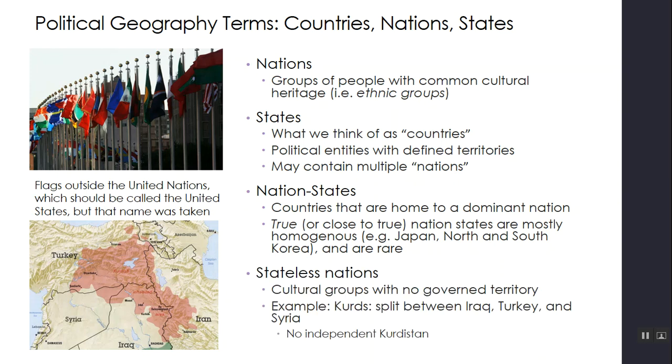Stateless nations are cultural groups with no governed territory. An example could be the Kurds. They are split between Iraq, Turkey, and Syria, and they are often the persecuted minority in those countries. There is no independent Kurdistan, but many Kurds certainly want an independent Kurdistan where they could control their own political systems. A lot of this, not all, but a lot of this, especially in Africa, are vestiges of colonialism, of people coming in from outside in Europe and just drawing borders with no regard to who lived there or what their ethnicity was. And now you have large groups that cross borders and become minorities in multiple places.